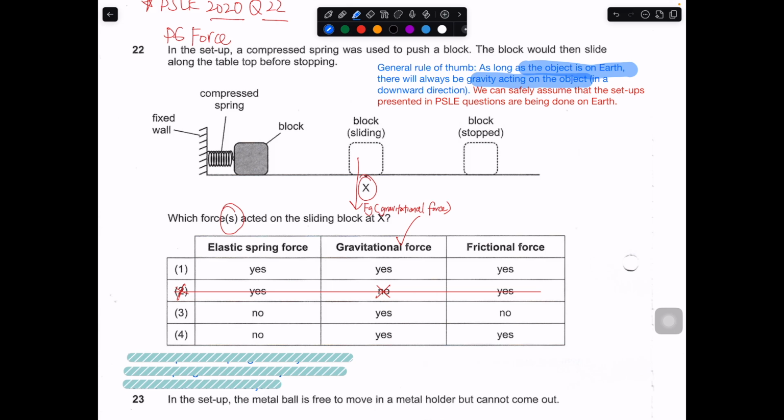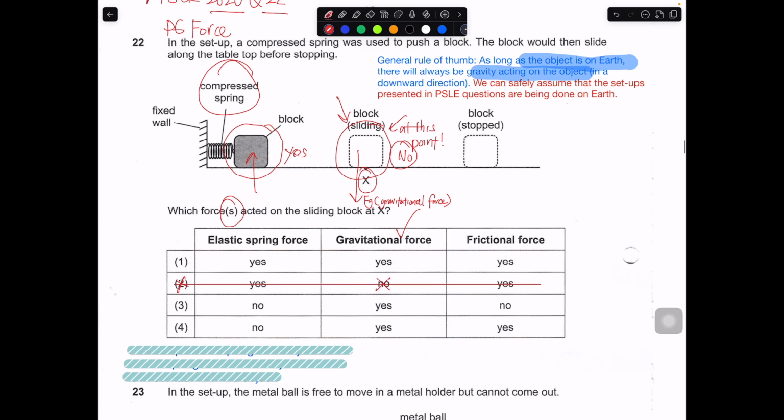Okay, so over here, then you take a look at elastic spring force. Will there be elastic spring force acting on an object at this point? Okay, the key is at this point in time, which is at X. Since the compressed spring is not touching the block, there is no elastic spring force acting on the block at point X or at position X. There will be elastic spring force acting on the block at this point. Yes, there will be, but no over here. So over here the elastic spring force should be a no.